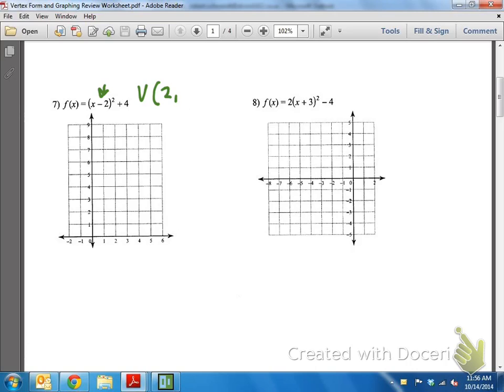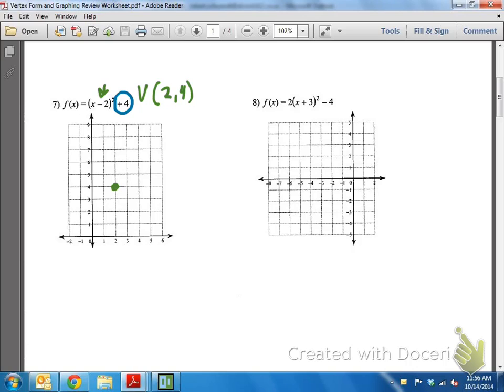The y part of my vertex is on the outside, which we call k, and that's positive 4, so we just write positive 4. So for my vertex, it's the opposite of what's with x inside the parentheses, so negative 2 becomes positive 2, and whatever constant is on the outside, that's what gets written. So it's 2 comma 4. We'll go ahead and plot that point there in my graph.